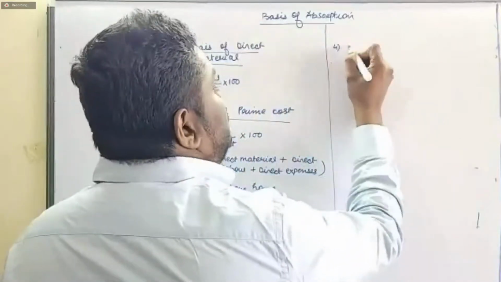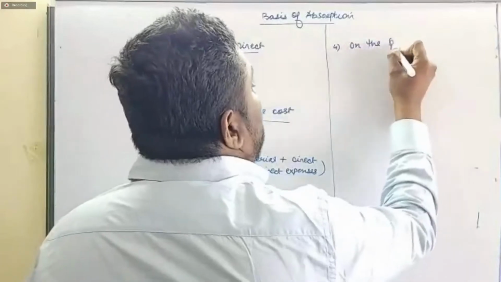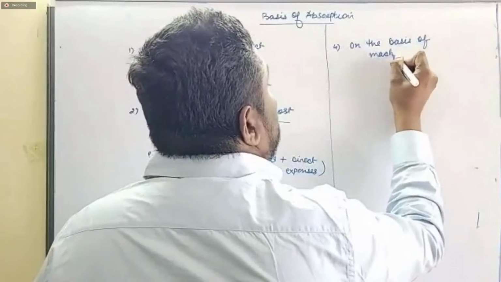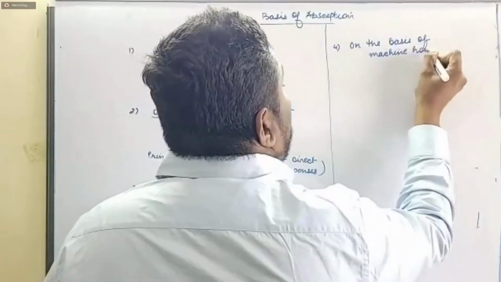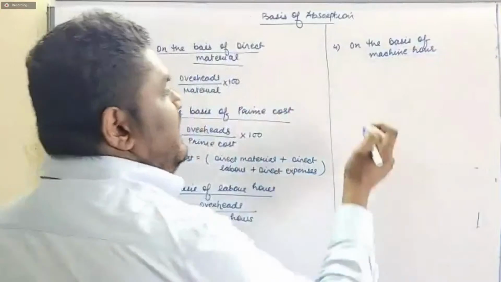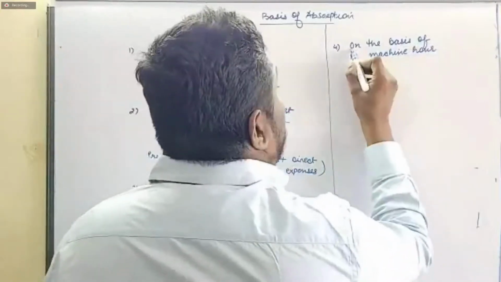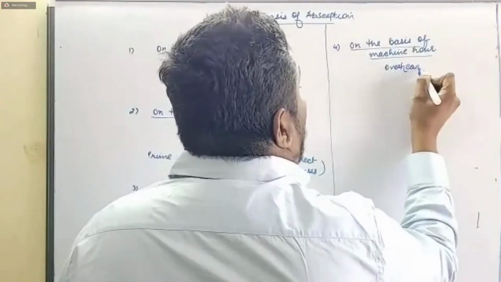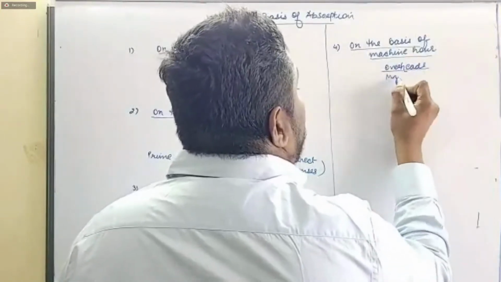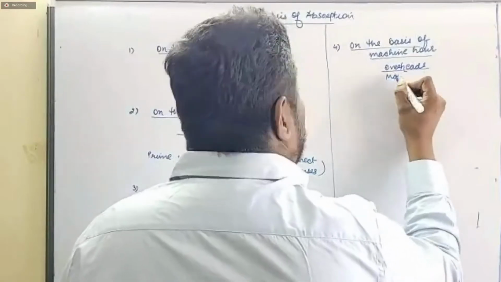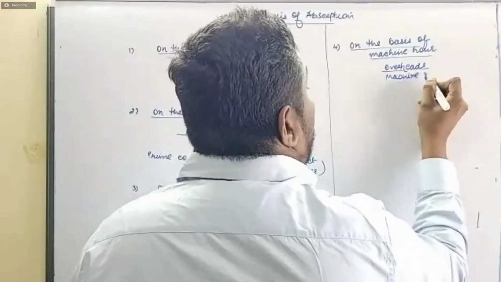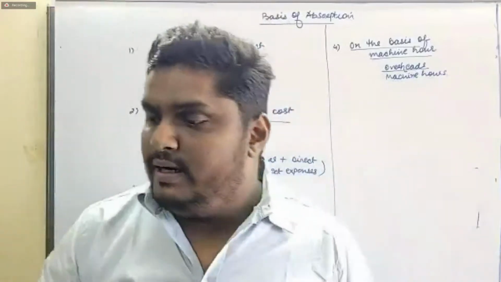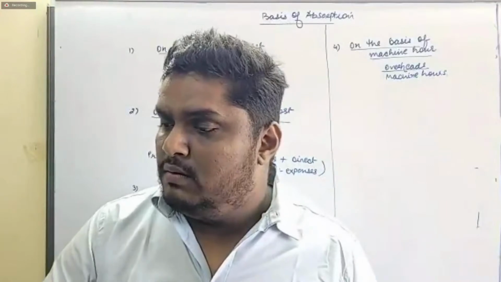The next part is on the basis of machine hour. On the basis of machine hour, again the same formula: total overheads divided by total machine hours.